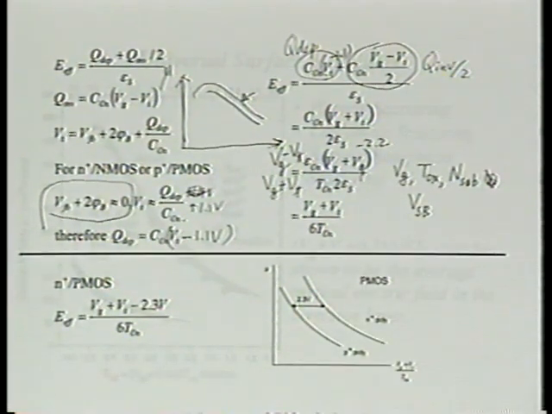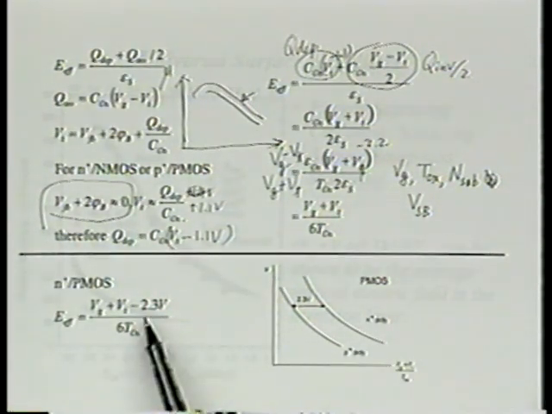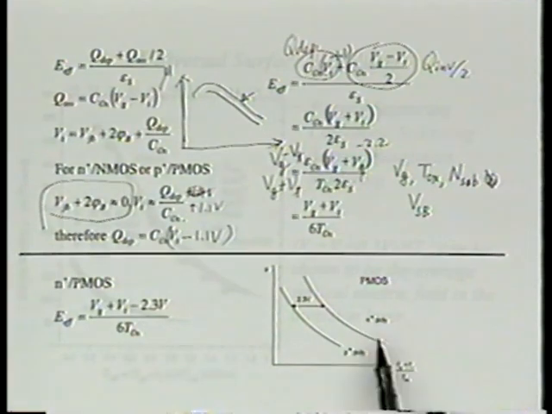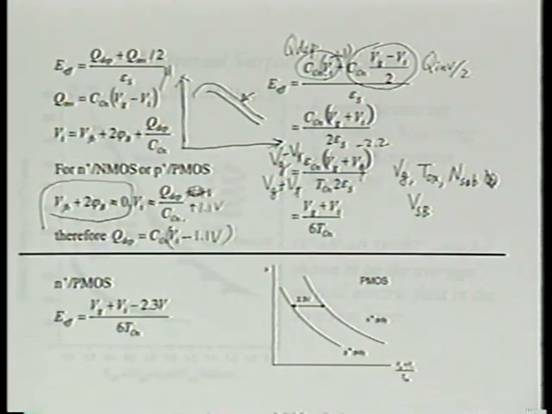Is that right? And indeed, when the student went to check this, guess what he found? He found that if he took the N plus poly and P plus poly and plotted them against this, he found exactly a shift of 2.3 volt. Okay? That makes a lot of sense, all right?